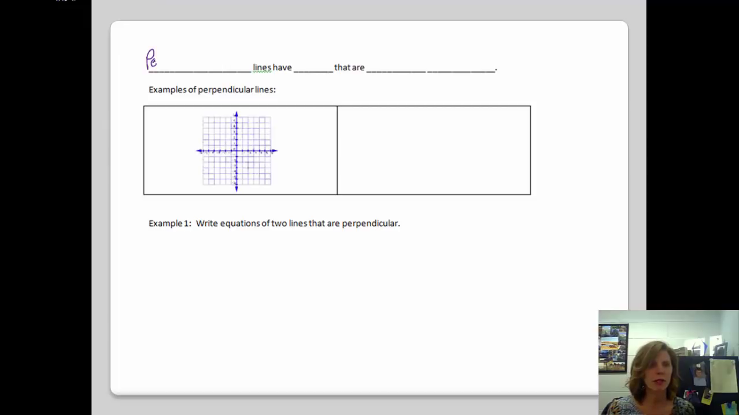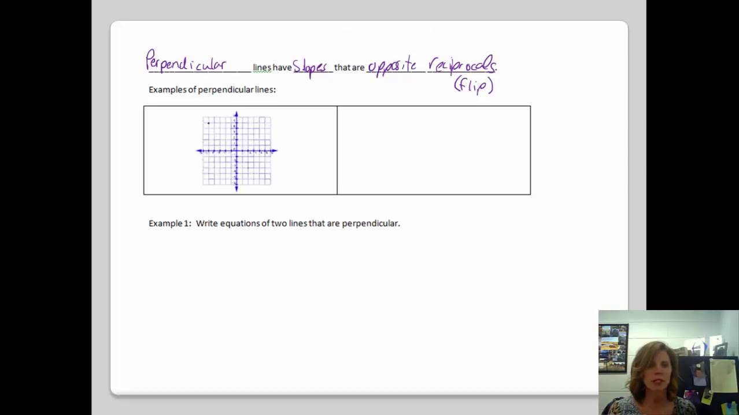If we have perpendicular lines, they are going to have slopes that are opposite reciprocals. R-E-C-I-P-R-O-C-A-L-S. What that means is they are going to be opposite. I like to sometimes, instead of using the word reciprocal, use the word flip. Okay, so I'm going to go ahead and give you a couple examples and we'll explain what that opposite reciprocal means.